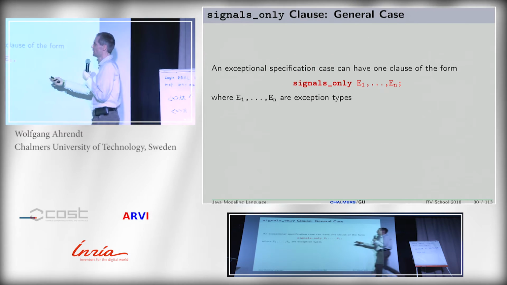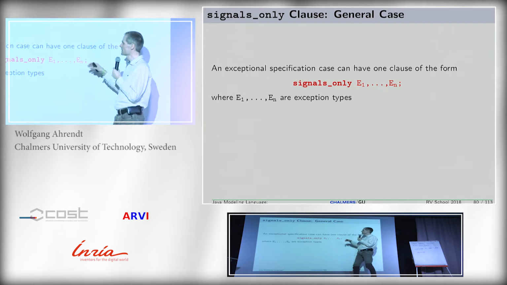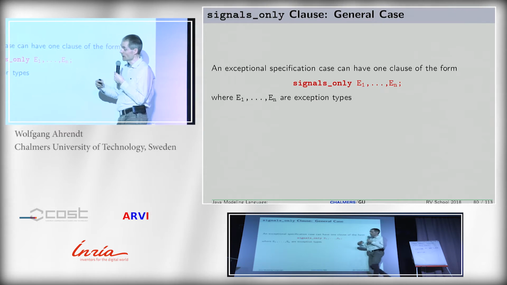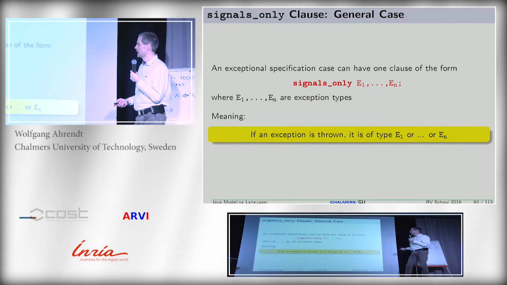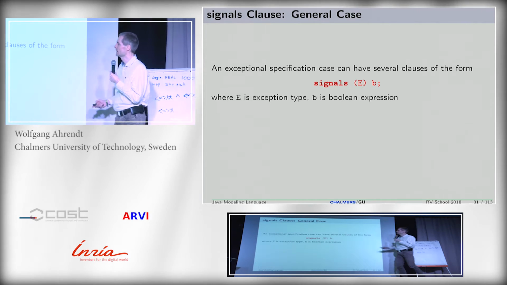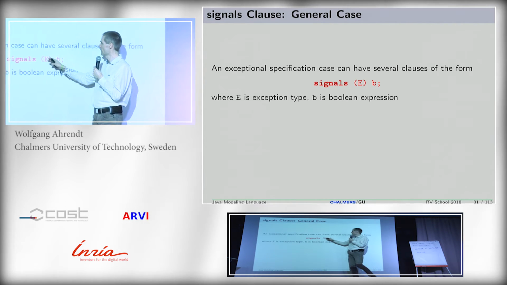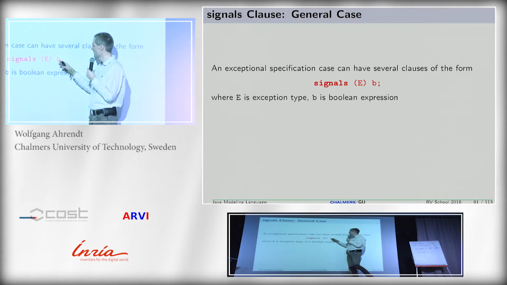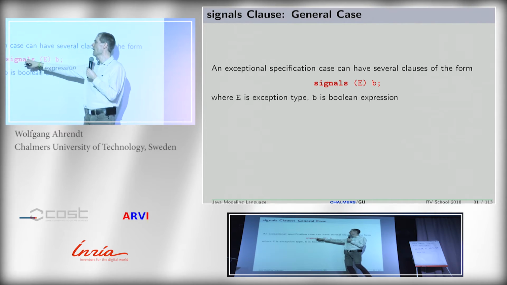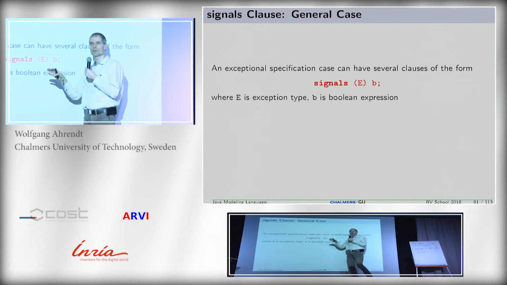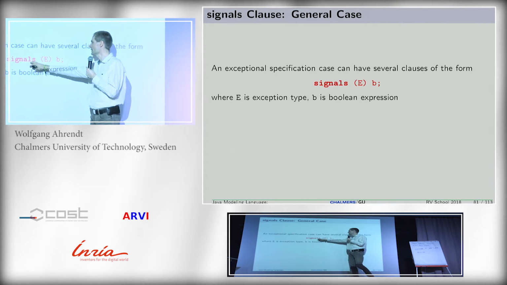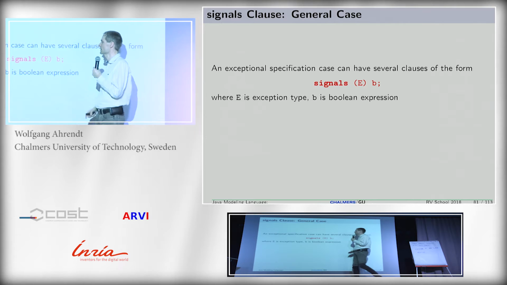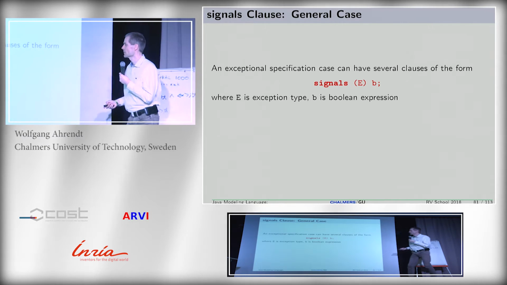And more generally, I can have a whole list of exception types which I allow here, and this is the general syntax. If this exception is thrown, then this is a postcondition. I'm very unhappy about this signals keyword because it specifies a postcondition under a certain exception, but I cannot change that.